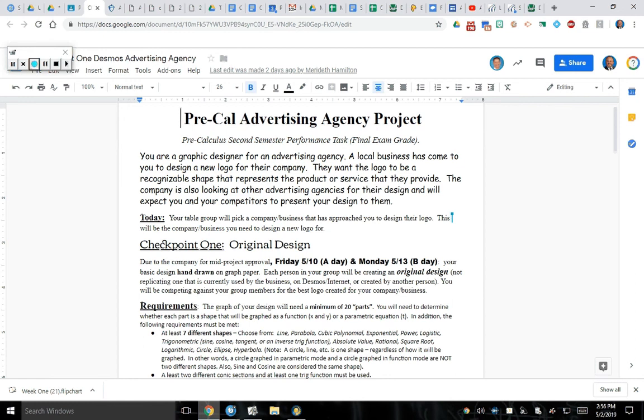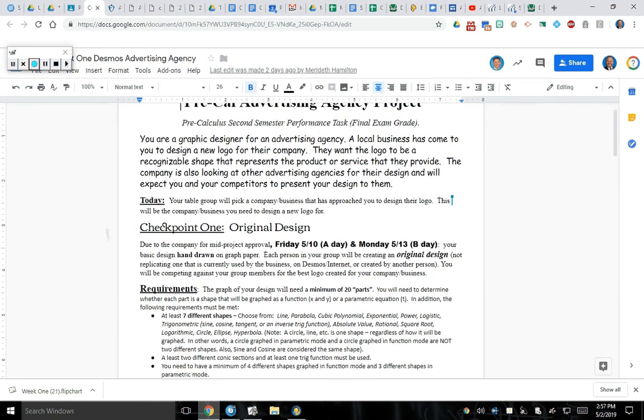They want the logo to be recognizable. The company is also looking at other advertising agencies for their design and will expect you and your competitors to present your design to them. Okay, listen. So your table will pick a company or business that has approached you to design their logo. This will be the company, and so on and so forth.